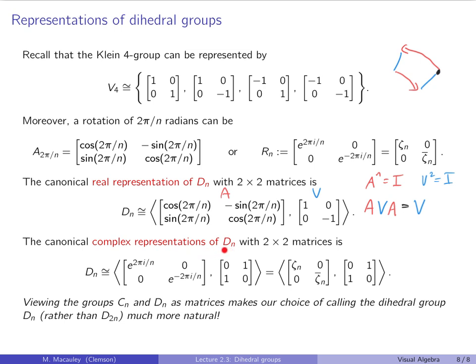Next, the complex representations of Dn with 2 by 2 matrices is similar. We just use this complex matrix, Rn, and the complex reflection matrix. Instead of Rn, I'll just use R, and let me call this one F. And remember what F is: F is a map from C2 to C2, and what it does is it sends Z1, Z2 to Z2, Z1, swapping its coordinates. So it really is like the reflection that swaps the first two coordinates of C2.